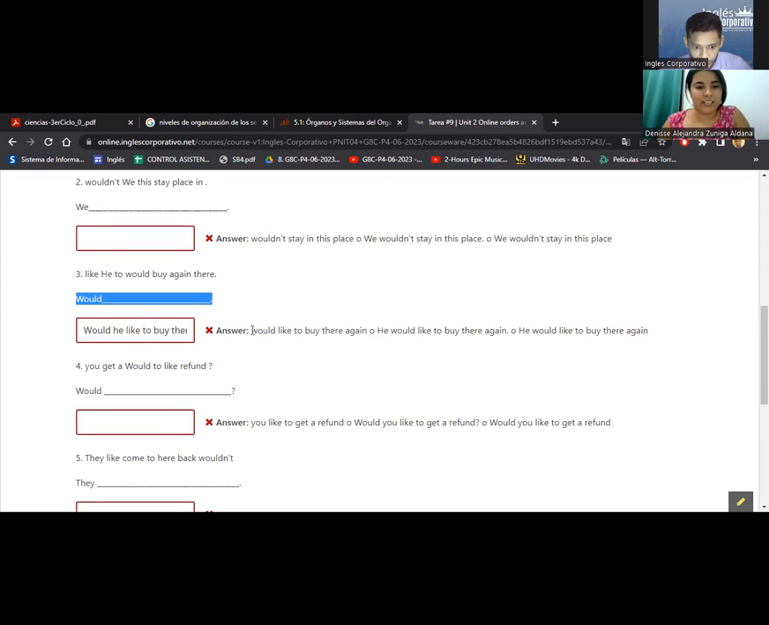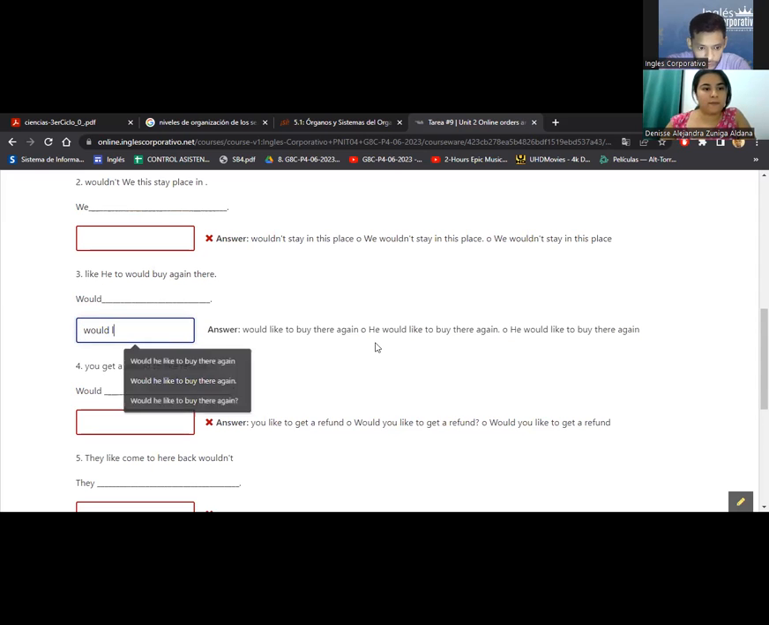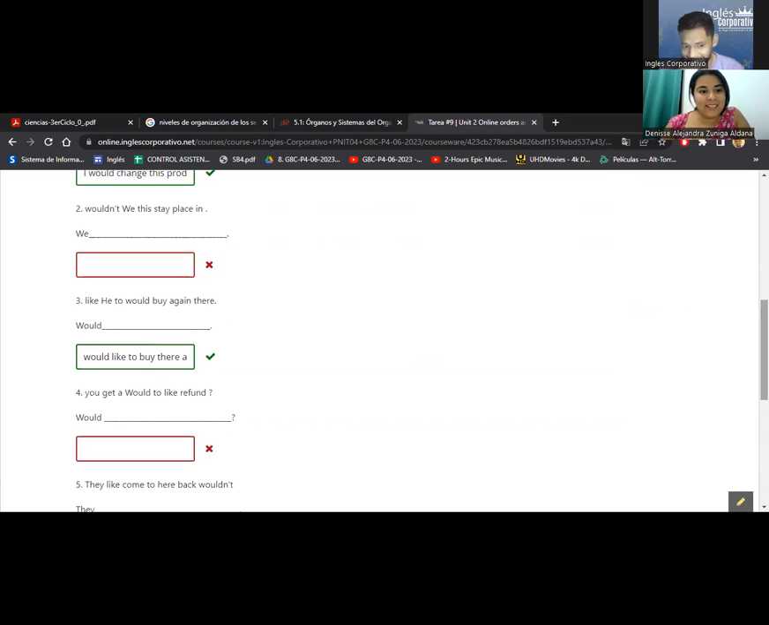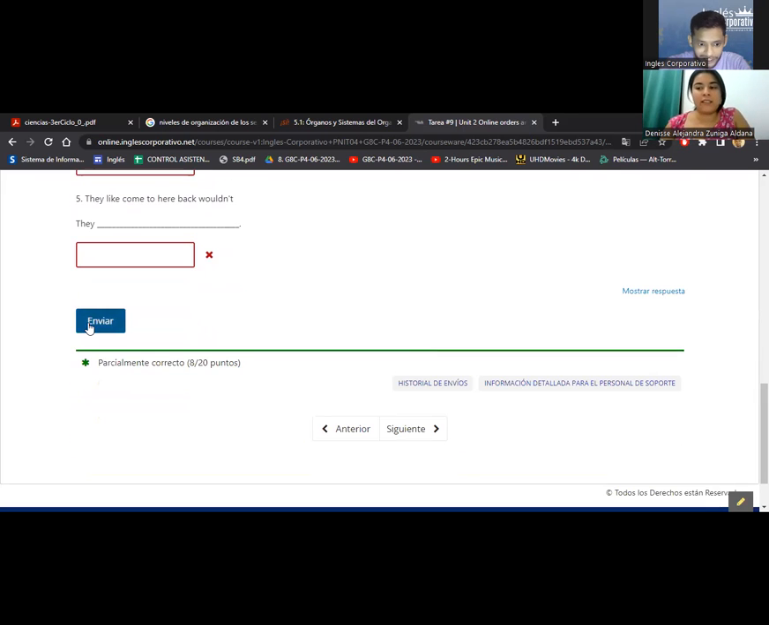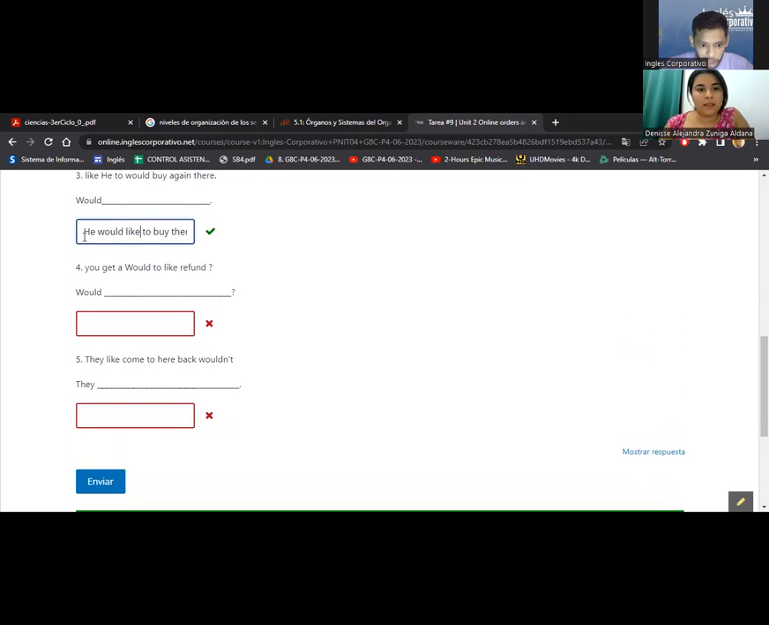Acá está, miren. Would like to buy there again, or he would like to buy. Veamos la primera. Would like to buy there again. Ah, no tiene sentido. Vamos a probar si es el correcto. Mire, sí, así es. Why, I don't know why. Vemos con el he. Sin el he. Y sí, mira, pues sí. He would like to buy there again. Y el puntito. Yes.